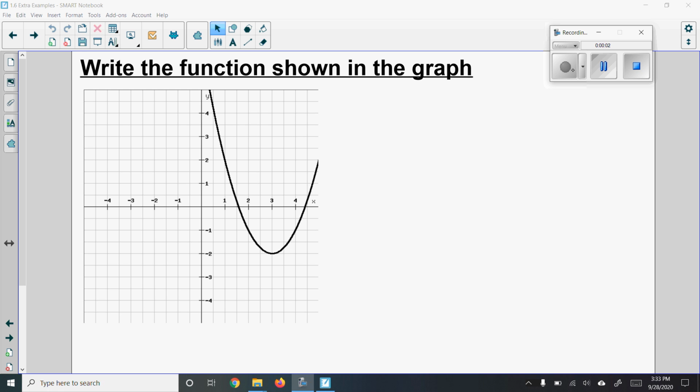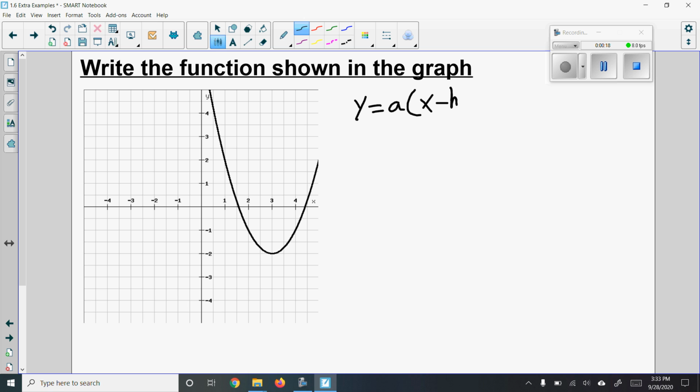Now let's go the other way. We have a graph, and let's determine the function. Recall that for a quadratic, which this is, a U-shape, the general form is y equals a times x minus h squared plus k, where the vertex, and by the vertex we mean this point right here, is the point h, k. All right?